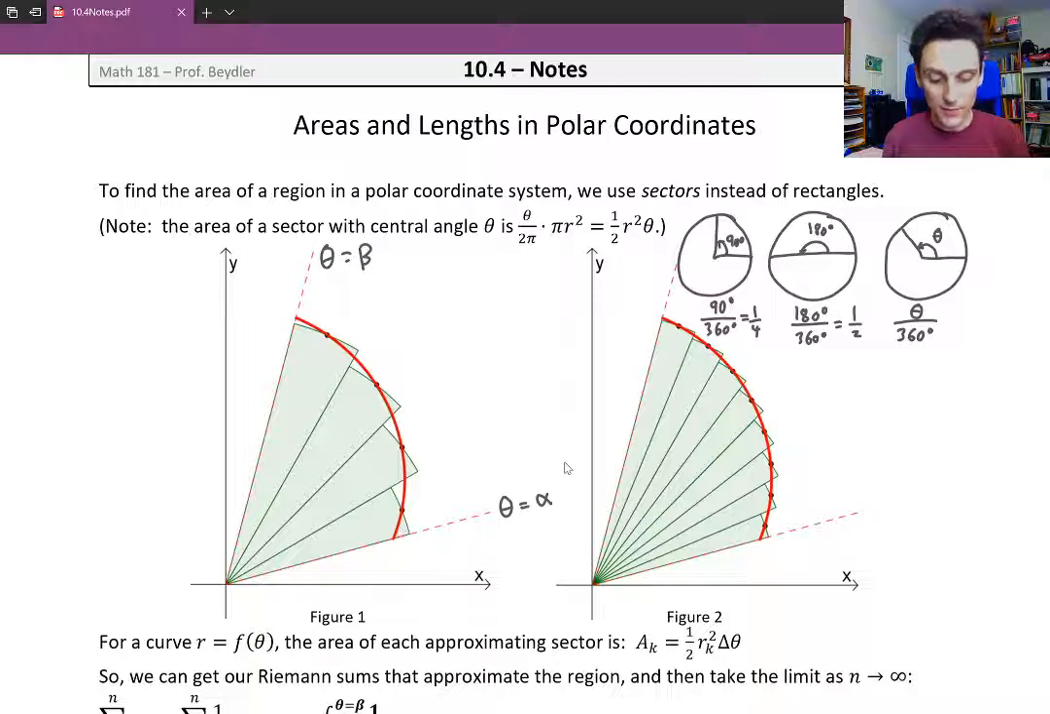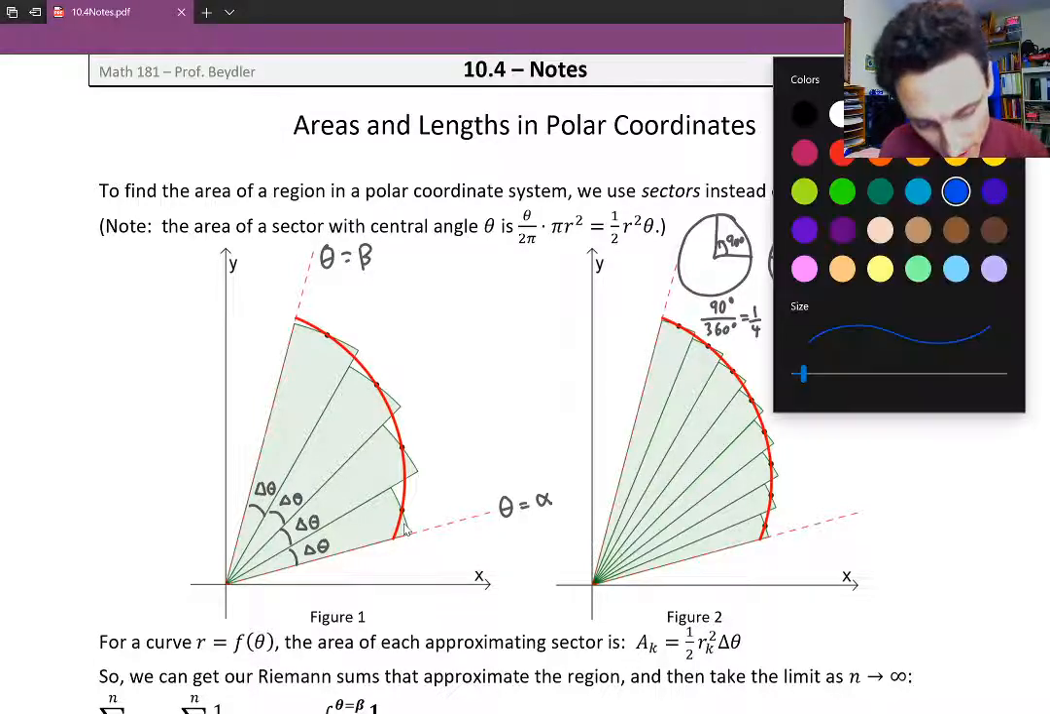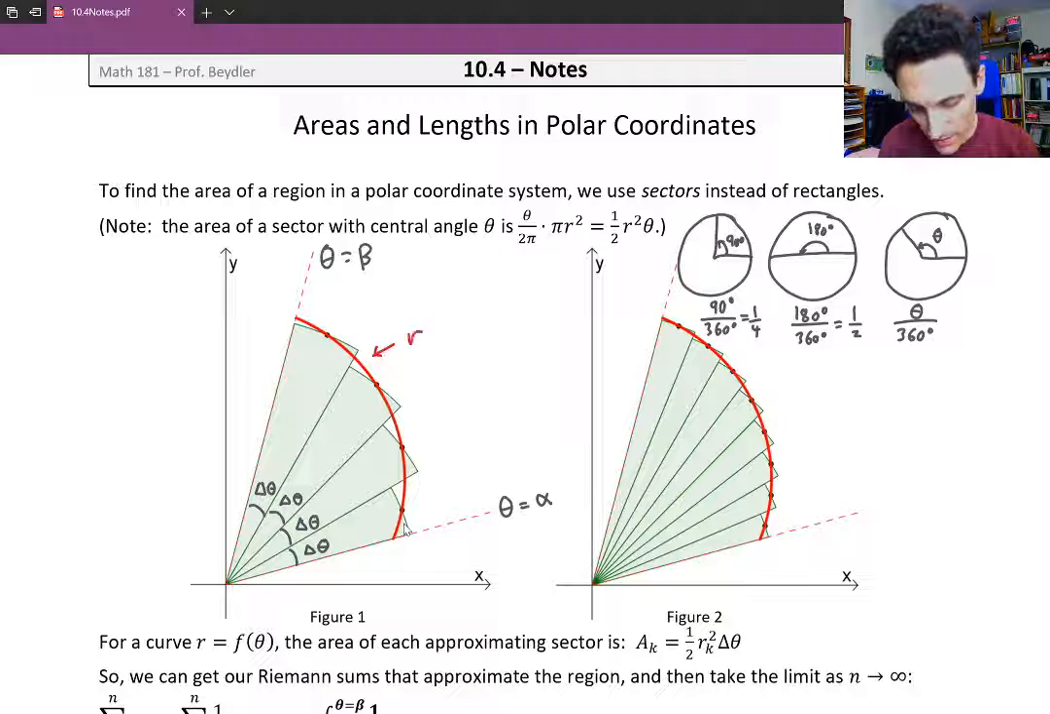Now we're going to take that interval of theta values and cut it up into subintervals. The width of each subinterval we're going to call delta theta. That's reminiscent of our delta x's when our intervals were in x. So each of these subintervals has a width of delta theta. That's the angle that each of those subintervals makes. Now, inside of the subinterval, we pick some theta value, plug it into the curve, and let me mention the curve here. This is r equals f of theta.